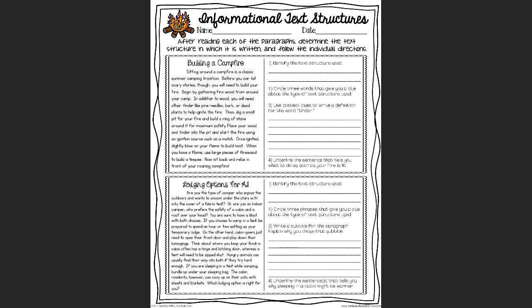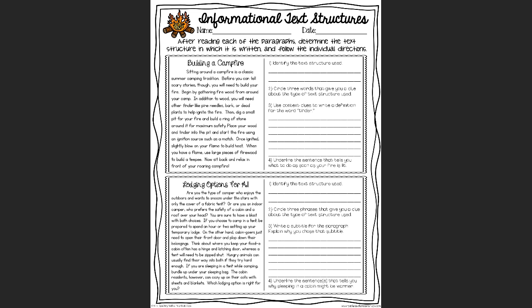In addition to wood, you will need some tinder, like pine needles, bark, or dead plants to help ignite the fire. Then, dig a small pit for your fire and build a ring of stone around it for maximum safety. Place your wood and tinder into the pit and start the fire using an ignition source such as a match. Once ignited, slightly blow on your flame to build heat. When you have a flame, use large pieces of firewood to build a teepee. Now sit back and relax in front of your roaring campfire.